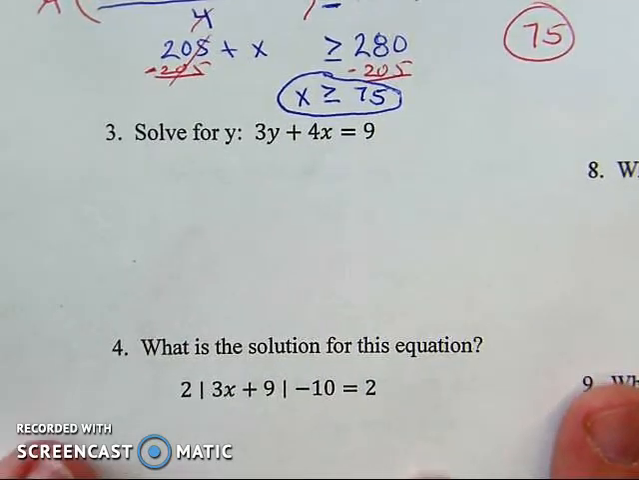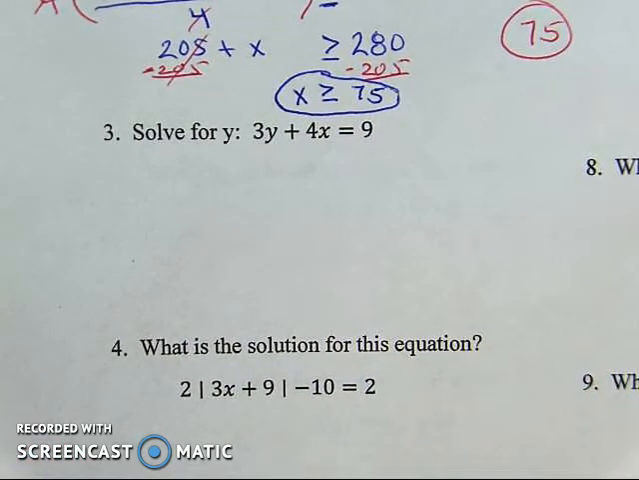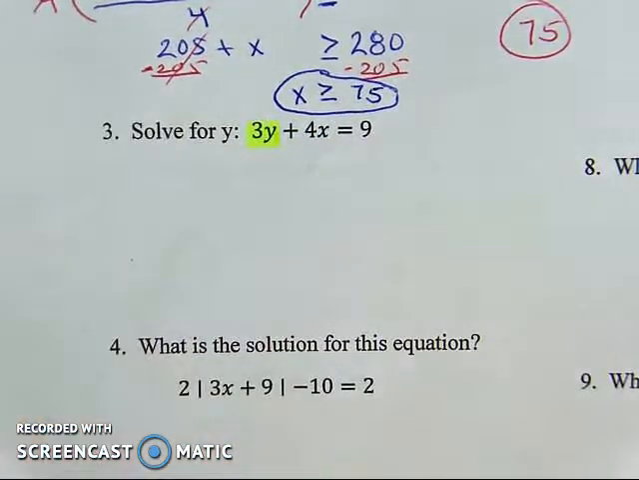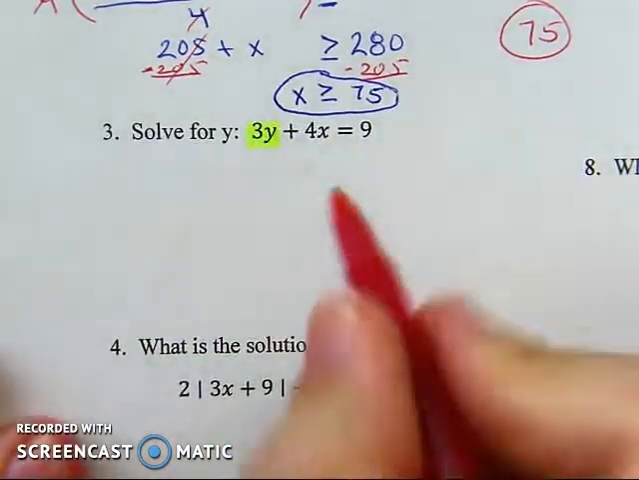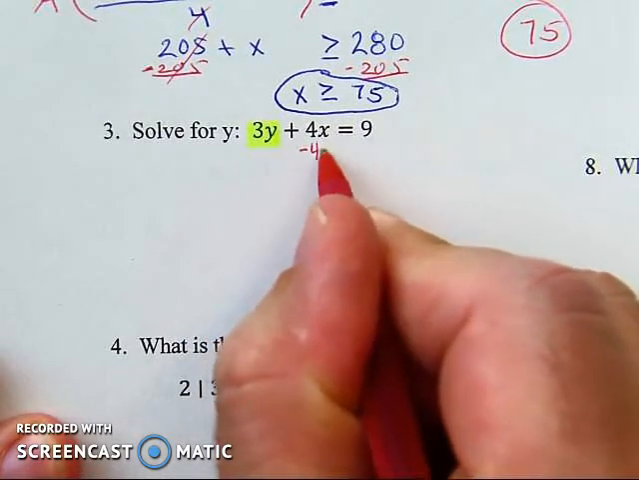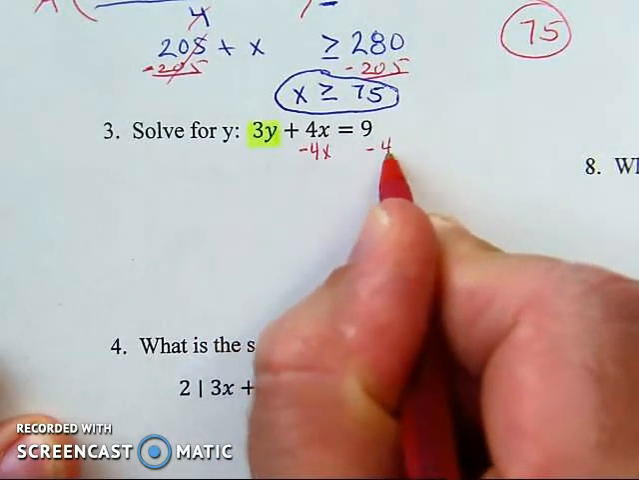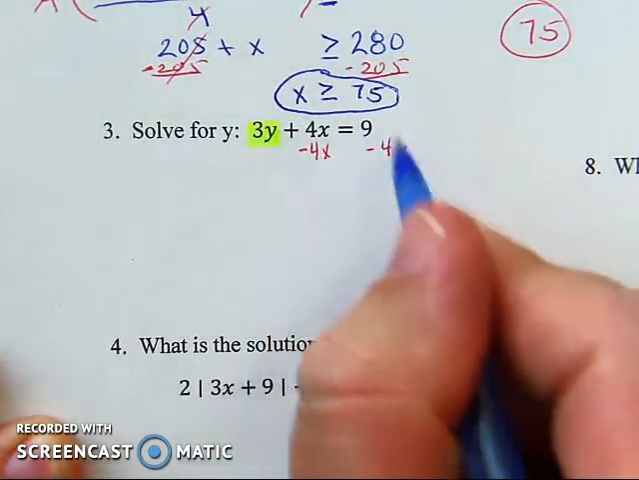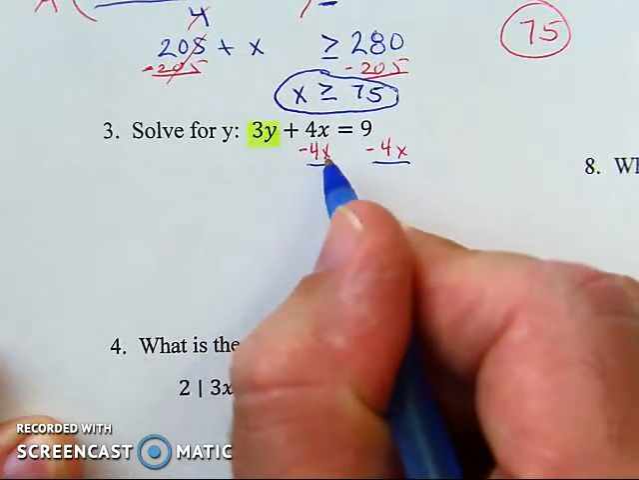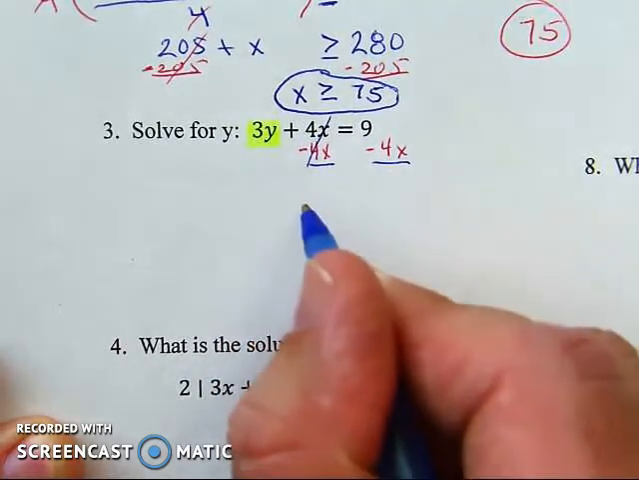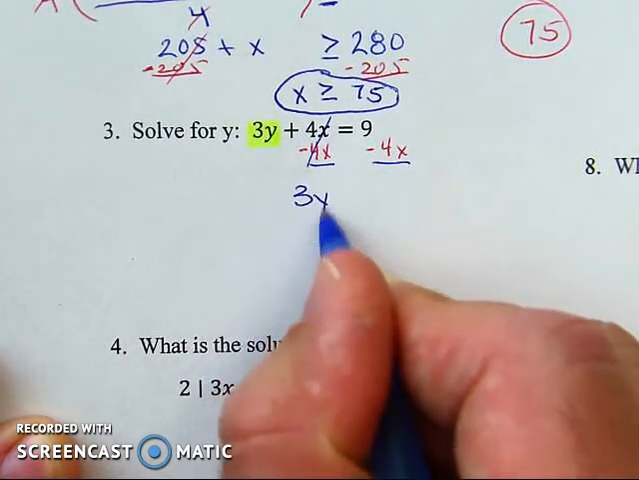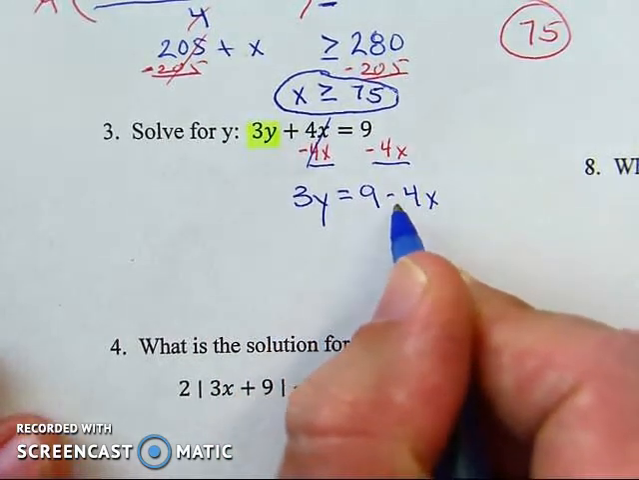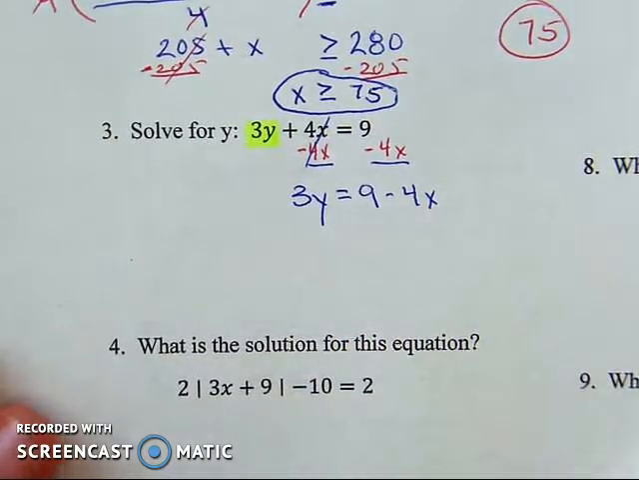Number 3 says to solve for y. So the first thing we have to do, though, is get the term that contains the y all by itself. So I'm going to go ahead and subtract 4x from both sides. And I'm putting this slightly off to the side because they are not like terms, so I don't want to risk combining them. These are like terms, and they'll cancel out. So 3y is now going to equal 9 minus 4x. You could also write -4x plus 9 if you prefer.